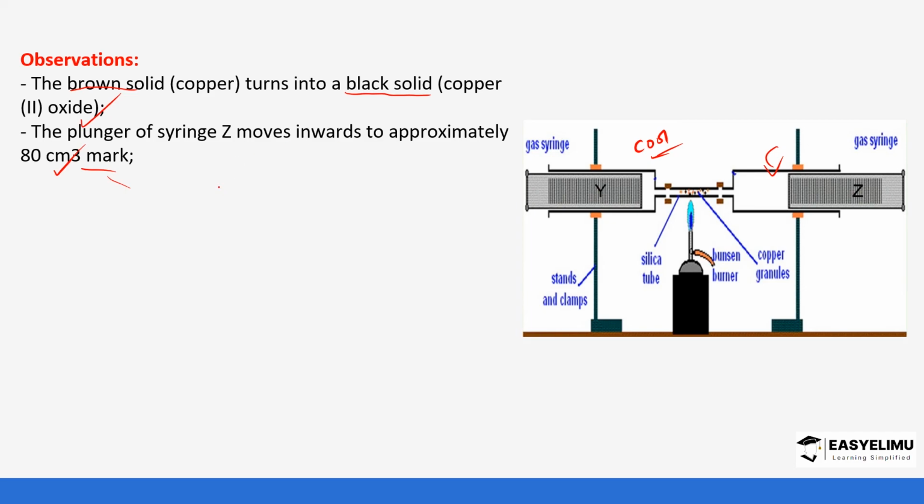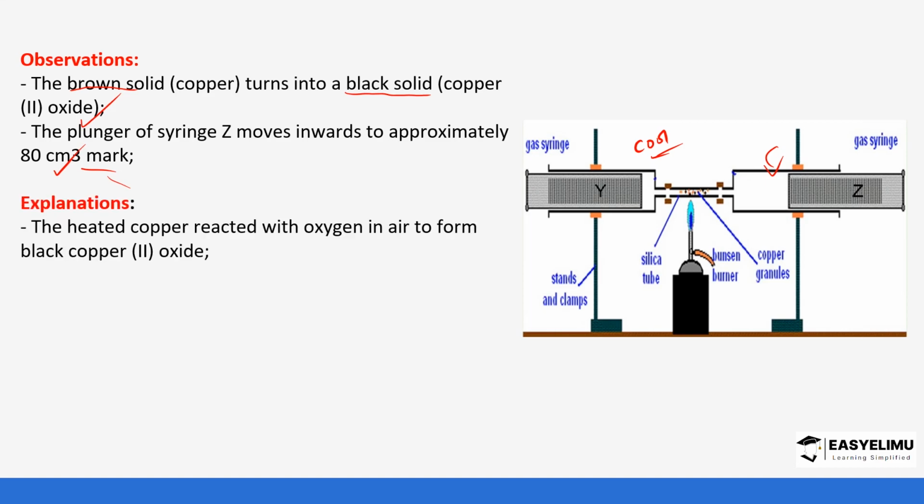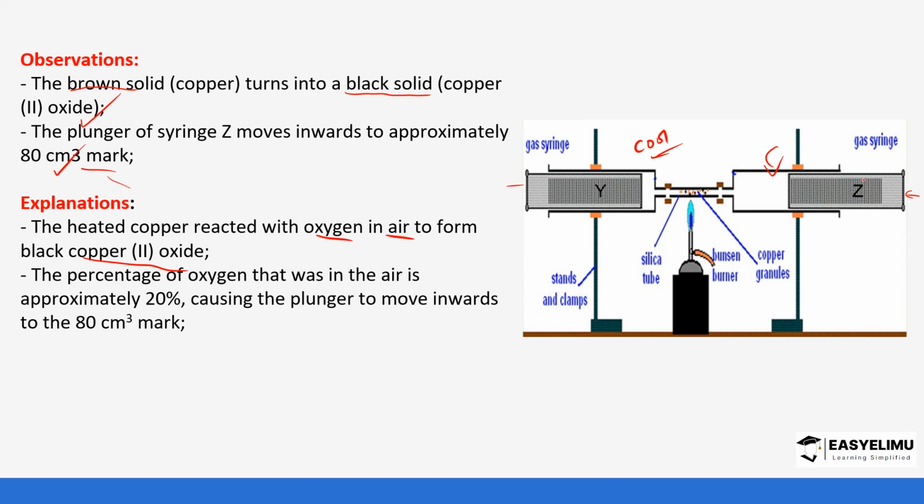So why does the color change in this manner? Heated copper reacts with oxygen in the air, which is in the apparatus, to form copper 2 oxide. You can see the air is being pushed from syringe Y to syringe Z continuously. The reason we get the 80 centimeters cubed mark is because 20% of the air, the oxygen, is used up in this reaction as the air is passed over heated copper.